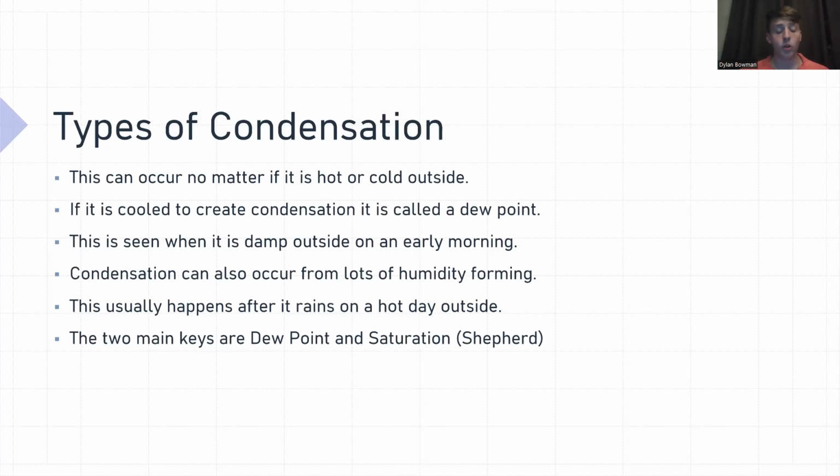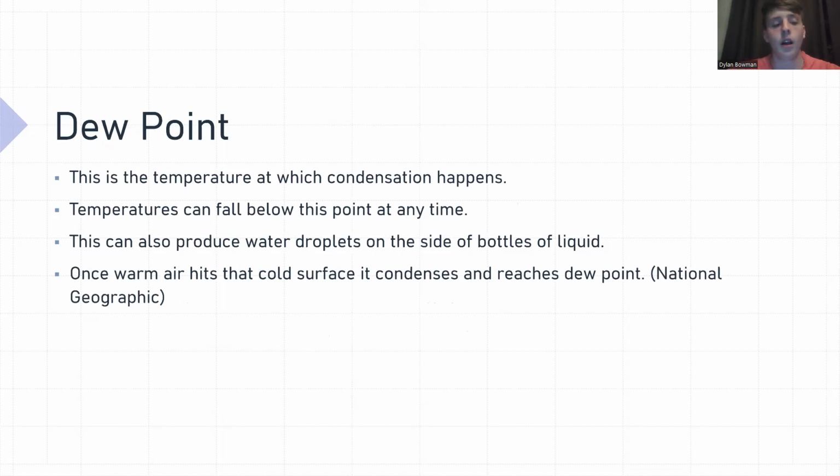The two main points of condensation are dew point and saturation. Dew point. This is the temperature at which condensation starts to occur. Temperatures can fall below this point at any time throughout the day, and this can also produce water droplets on the side of the bottles of water that we drink. Once warm air hits that cold surface, it condenses and reaches the dew point.